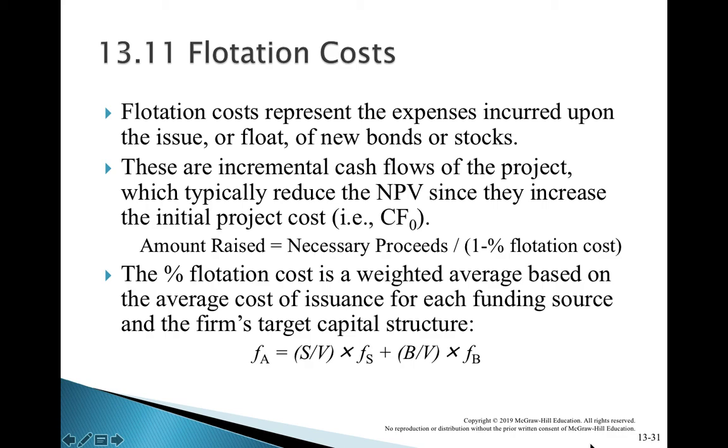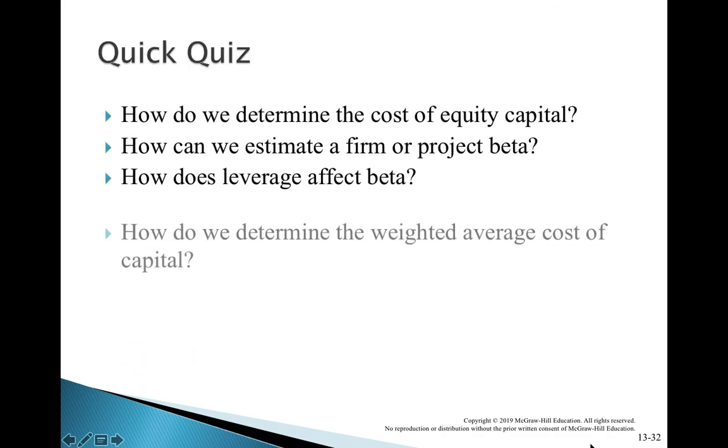Then how is the flotation cost of the total calculated? This is for the equity. Then the same for debt also. When you are getting the money, the gross proceeds is equal to the net proceeds divided by 1 minus flotation cost. Therefore, the flotation cost of the assets is equal to the stock proceeds divided by the total value multiplied by the flotation cost of stock, plus the proceeds from the bond divided by the total value multiplied by the flotation cost of the bond, which will give you the flotation cost of the total assets. I hope this is clear, and if any question, just let me know.